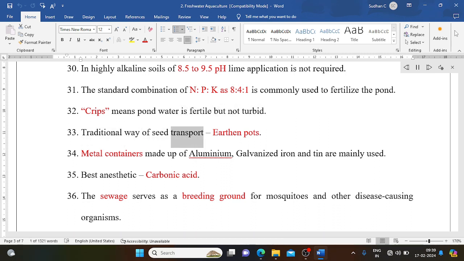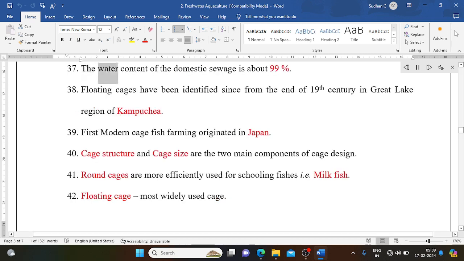Traditional way of seed transport, earthen pots. Metal containers made up of aluminium, galvanized iron, and tin are mainly used. Best anesthetic, carbonic acid. The sewage serves as a breeding ground for mosquitoes and other disease-causing organisms. The water content of the domestic sewage is about 99%.